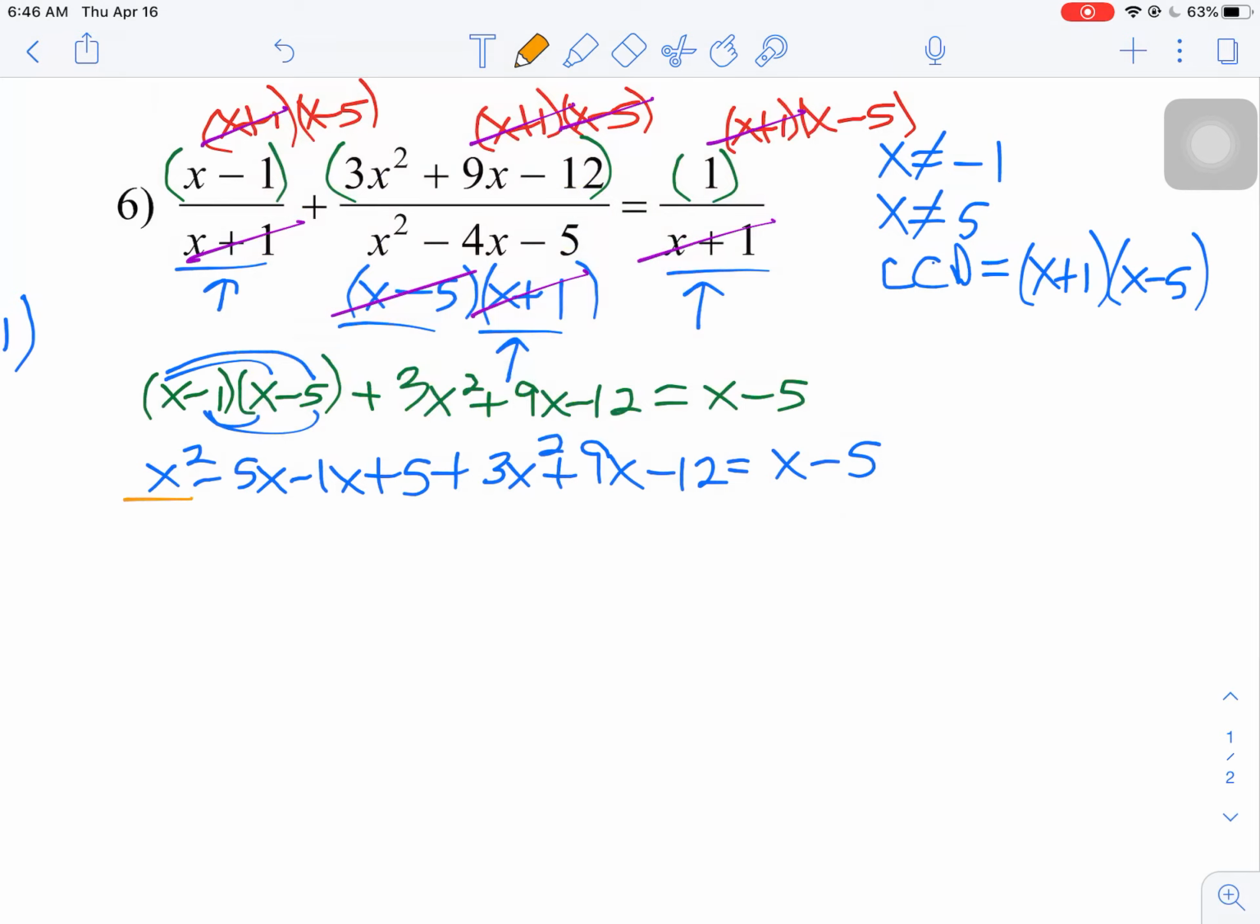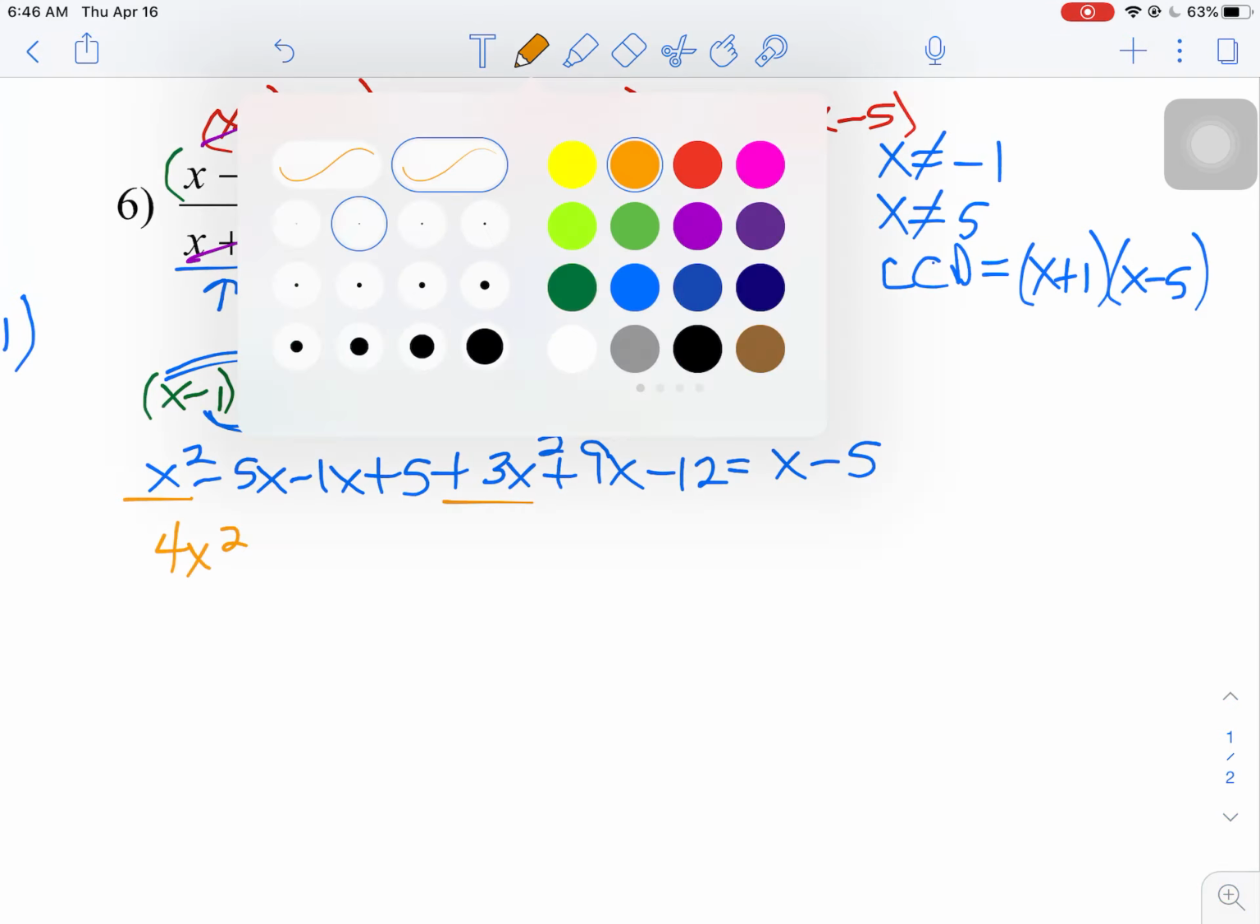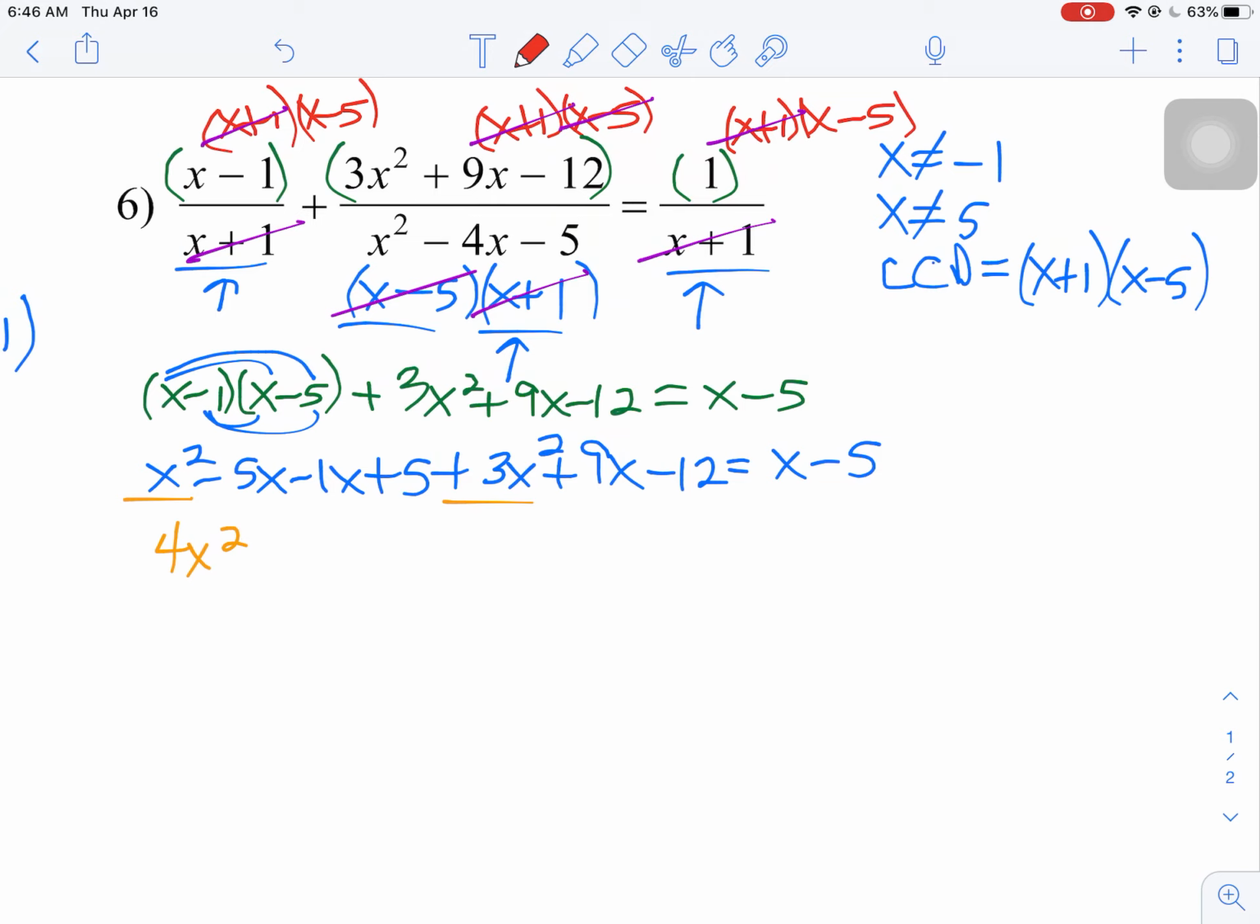So I have an x squared plus 3x squared, so 4x squared. And then I have negative 5x minus 1x is negative 6x plus 9x. So negative 6 plus 9 is 3x.